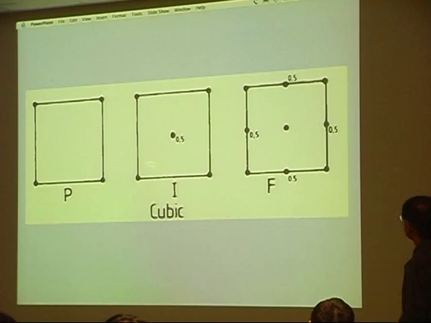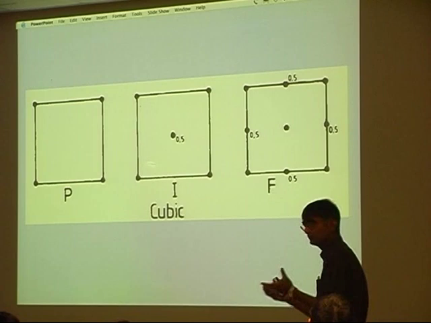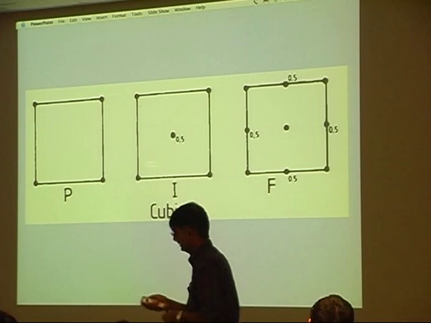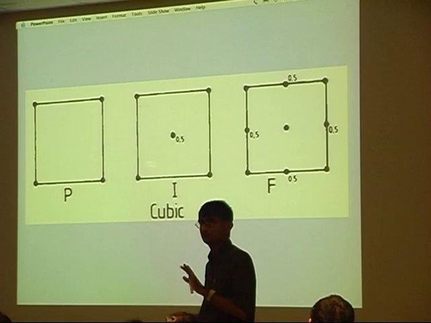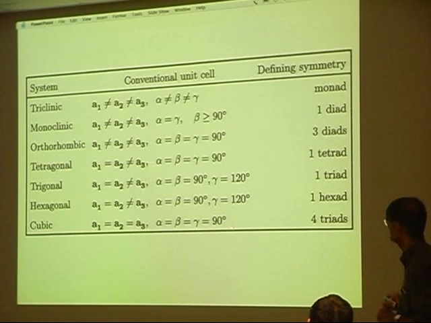Now, we saw that in the cubic system, we have three different cells possible. This is primitive, body-centered, and face-centered. But they all have cubic symmetry. They're all cubes. So we call this the cubic system. And there are seven different systems which are listed over here. So cubic has the highest symmetry, with all the lattice parameters being equal and all the angles being 90 degrees.